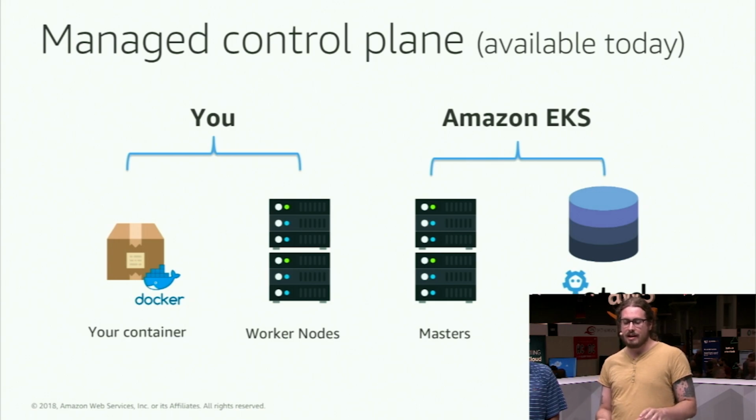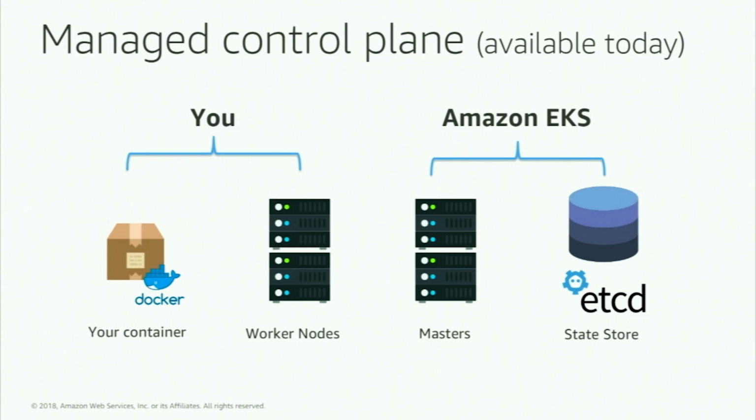And so with Amazon EKS, the picture looks more like this diagram. Here on the left, you can see there is the container and worker nodes, which are still your responsibility. But on the right-hand side, Amazon EKS takes care of those masters and takes care of the etcd for you.